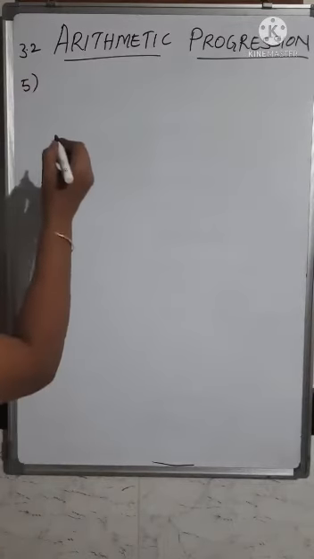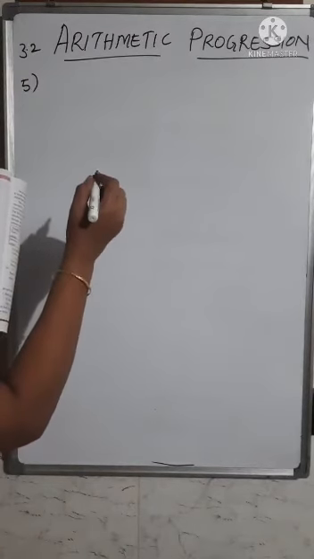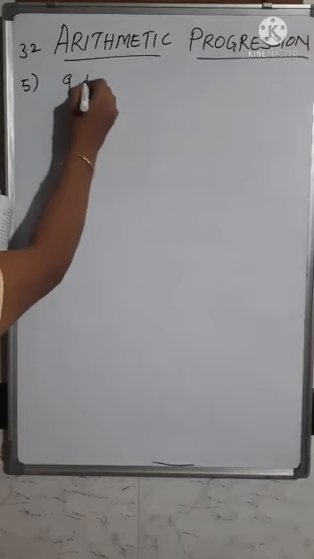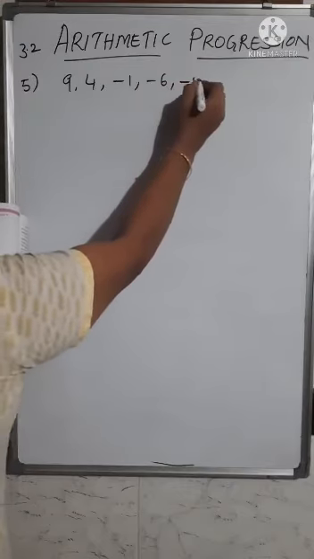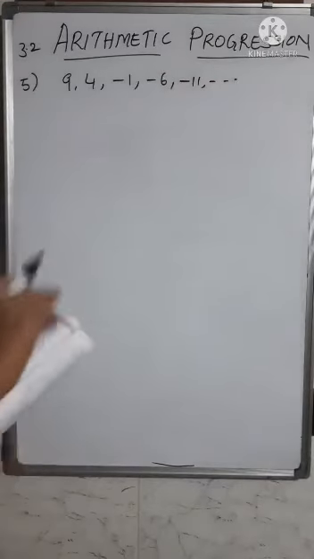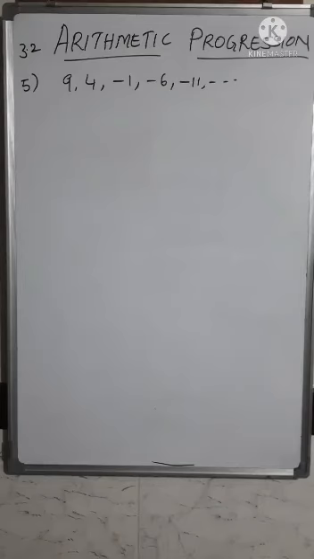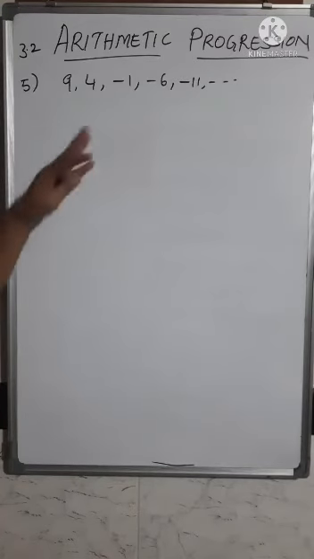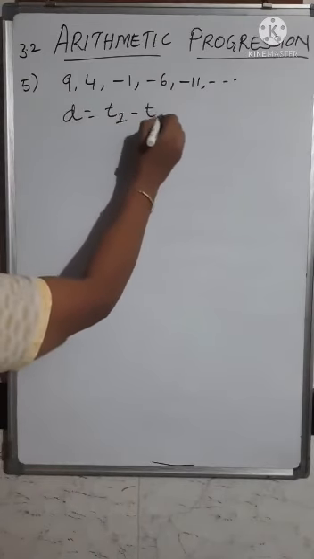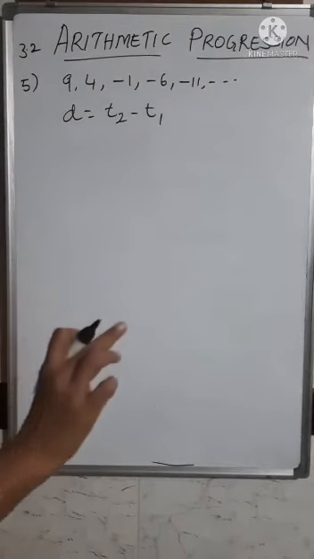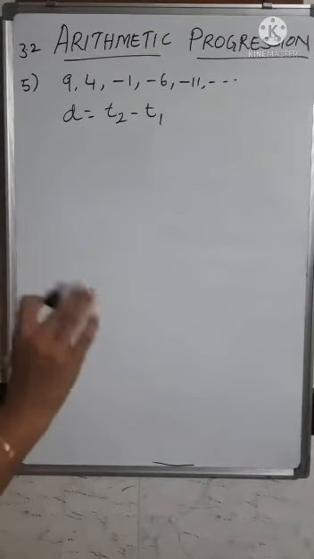Fifth one, find the 27th term of the following AP. So 9, 4, minus 1, minus 6, minus 11. So they have already told it is an AP. So the common difference should be constant. So in that case, if you just find the difference T2 minus T1, it is enough. You don't have to go on finding. So the common difference D is equal to T2 minus T1. So why are we taking only one common difference? Because it is already given that it is an AP.